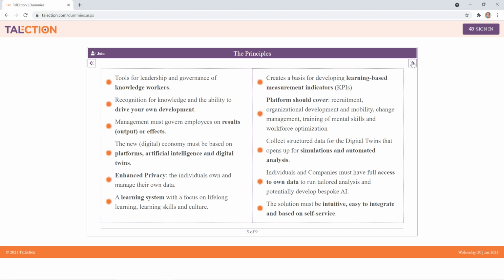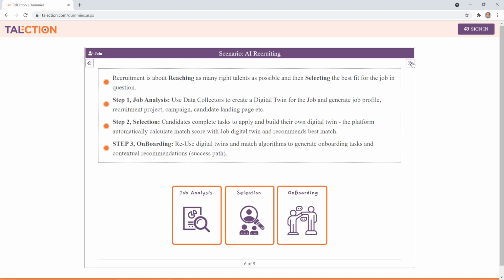Individuals and companies must have full access to their own data to run tailored analysis and potentially develop bespoke artificial intelligence. The solution itself must be intuitive, easy to integrate, and based on self-service. So all these principles are core to how we have designed and developed the TalEction platform. Let's look at 3 scenarios for how to use TalEction.